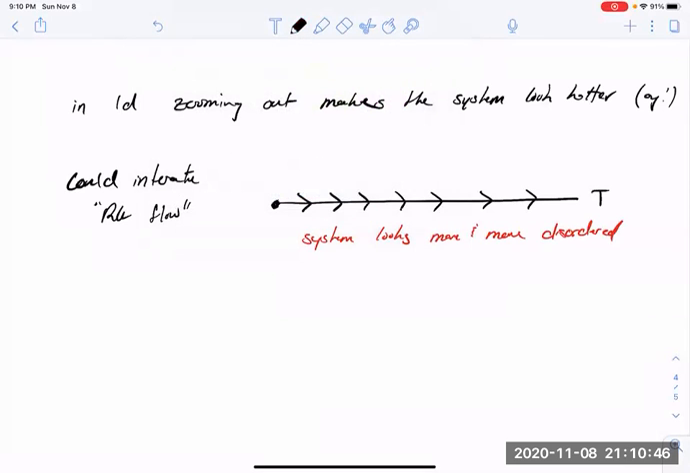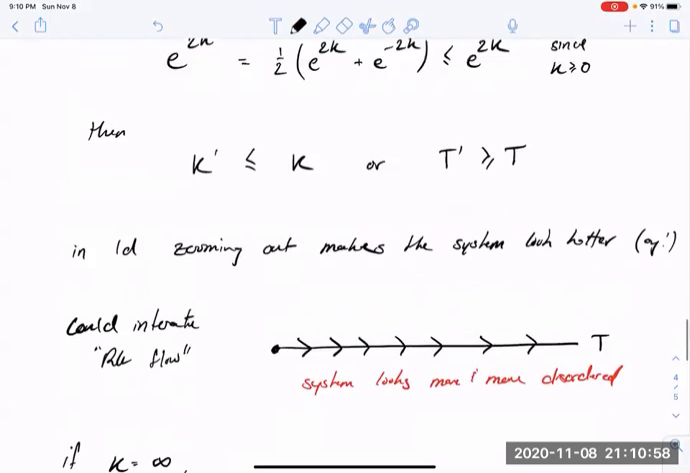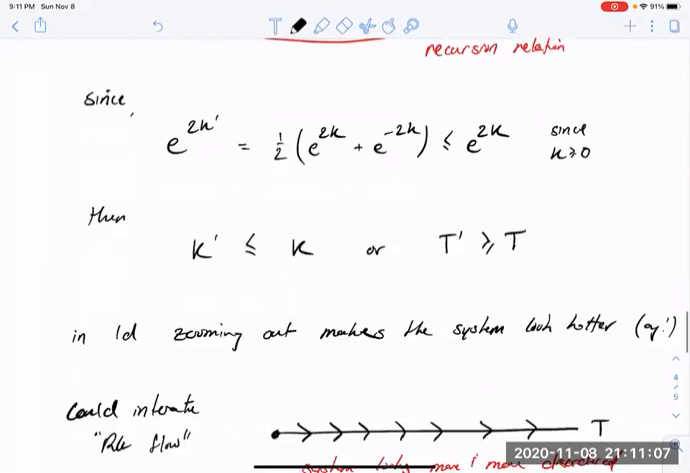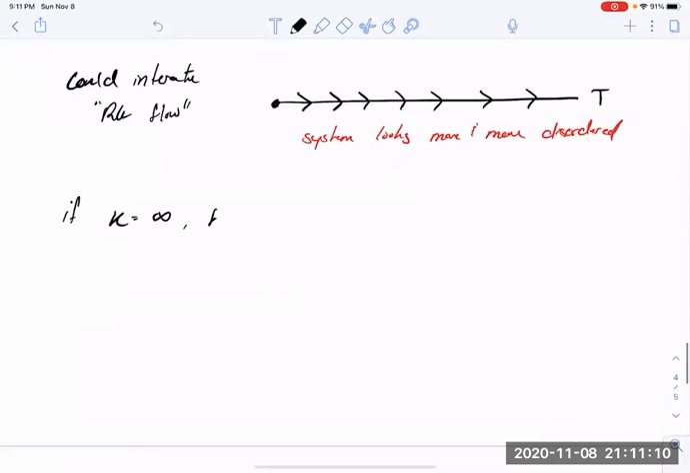However, if k was infinity, or therefore temperature was 0, if I put infinity into this relationship, e to the infinity is equal to e to the infinity, which is also infinity. So I would get a k prime which was infinity. That's a fixed point. If I'm at 0 temperature and I zoom out, it doesn't look different.